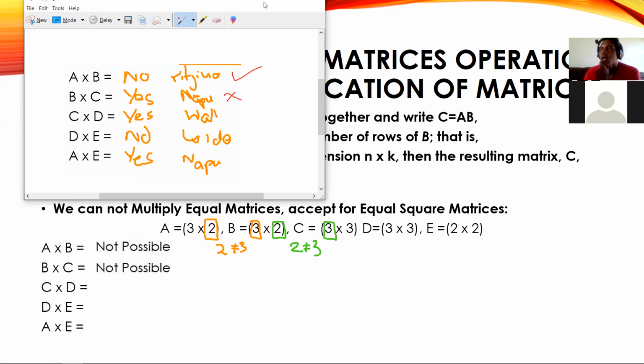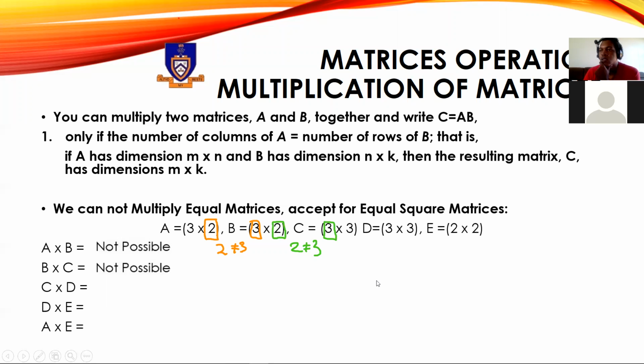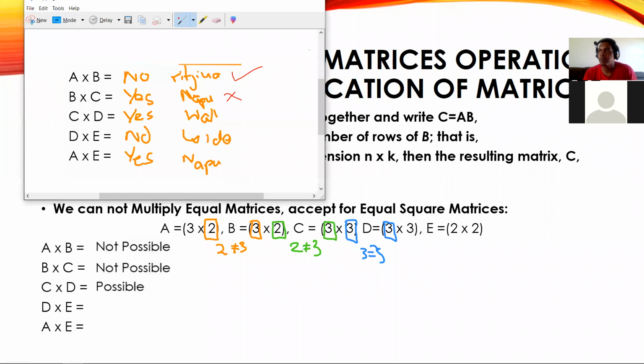And then we continue to C and D. For C and D, we look at the column of C, and we look at the row of D. So 3 equals 3. If 3 is equal to 3, yes, definitely we can multiply them. So for Valisha, this answer is correct.